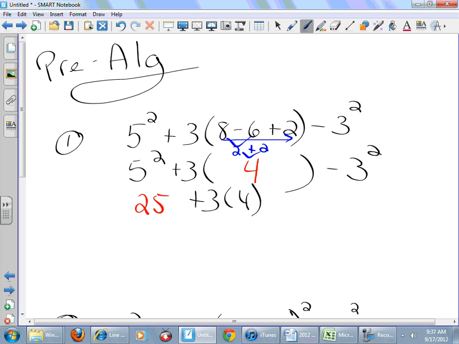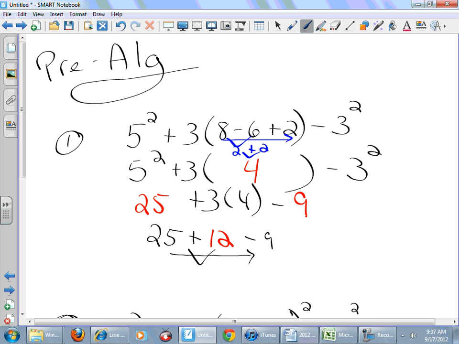That's another way to say 3 times 4 in math class, by the way, and then minus 3 to the second power, which is 9. Hope you're with me so far. Now it's time to do the multiplication. So I'll have 25 plus 12 and then minus 9. And again, now it's all addition subtraction. It's time to go left to right.